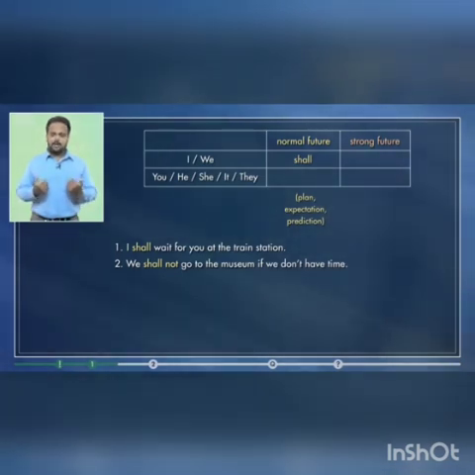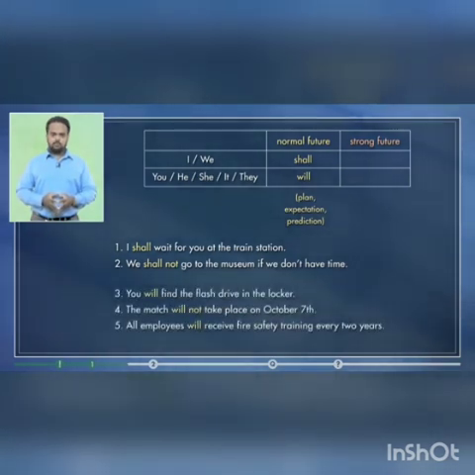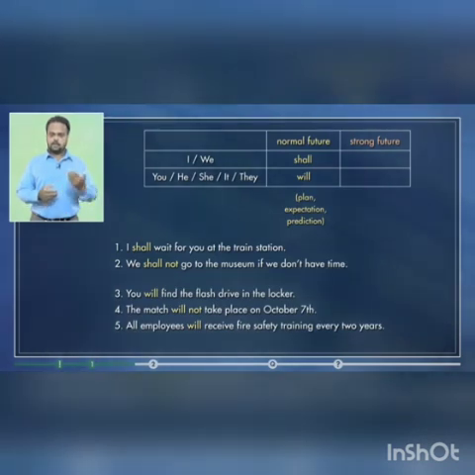In English, I and we are known as the first person. If the subject is the second person, you, or the third person, he, she, it, they, etc., then will should be used. Here are some examples. You will find the flash drive in the locker. The match will not take place on October 7th. Instead of the match, you can also say it will not take place. And finally, all employees will receive fire safety training every 2 years. Here you can say they instead of all employees.